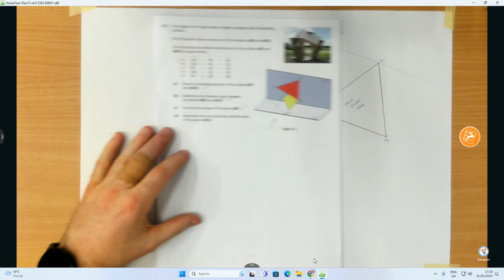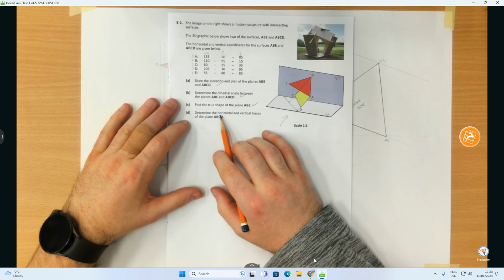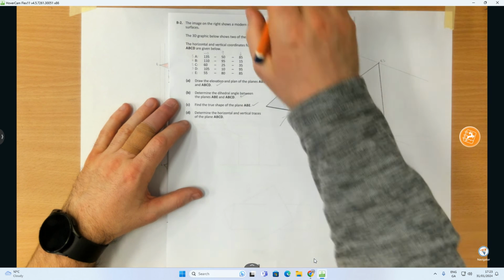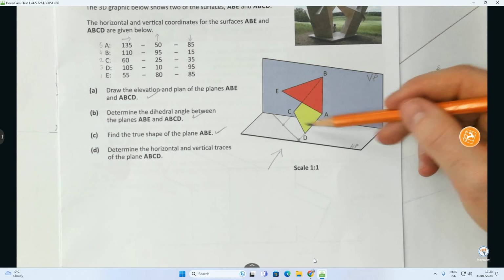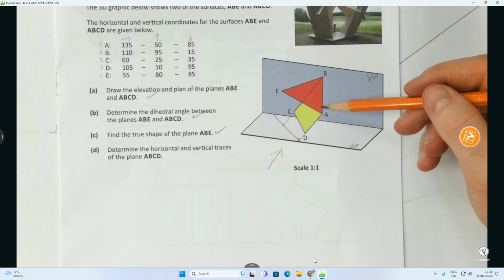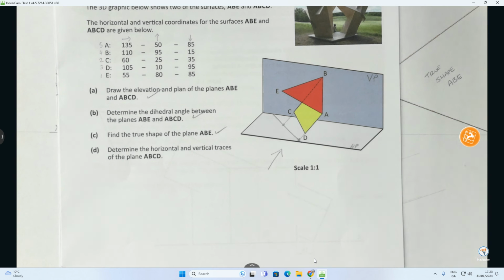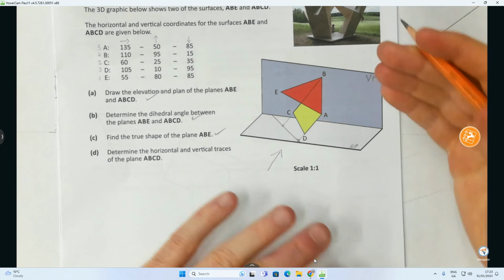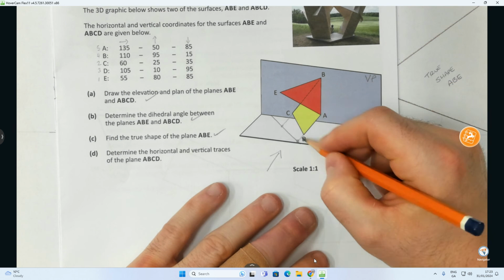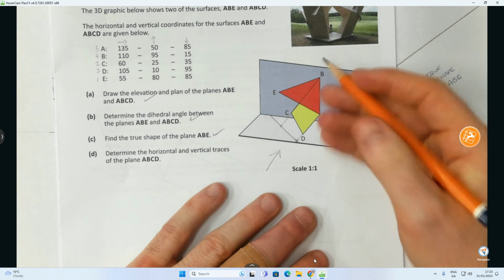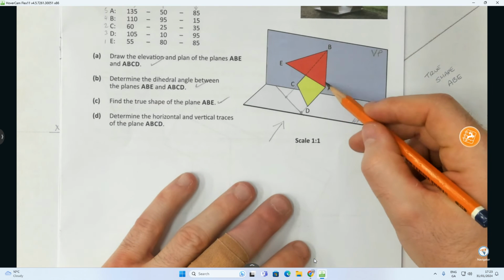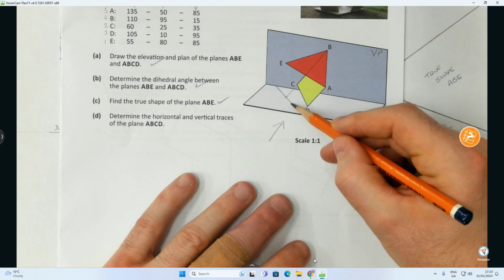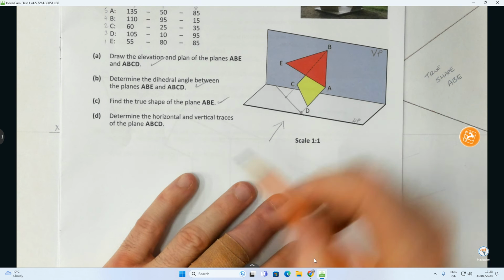Okay, so the last part of the question, determine the horizontal and vertical traces of the plane ABCD. So you'll see here we've got a plane ABCD, which is the yellow surface. Now this is a little bit tricky, and it's all to do with the oblique plane, and your understanding of how to find traces in relation to this. So a trace is where that surface technically would intersect with the horizontal plane. So if you imagine ABCD is technically floating in midair up here, but essentially I want to find where, if it was to be extended down, it would intersect with the horizontal plane.